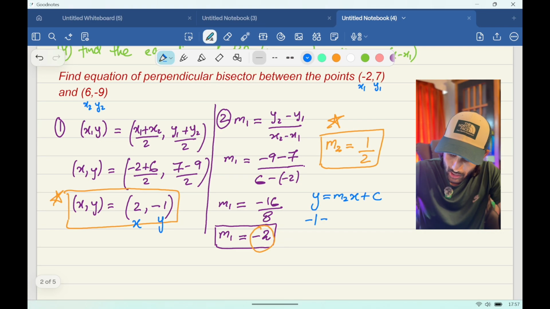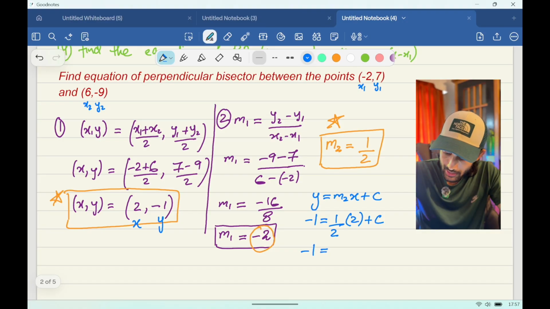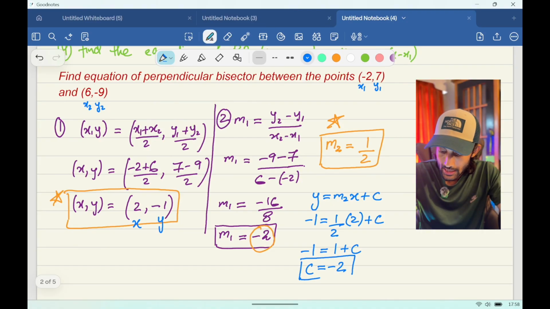So -1 is equal to m2, which is basically half, times x, which is basically 2, plus c. Now if you solve this, you will have -1 is equal to +1 plus c. Now if you take this +1 to the left hand side, you will get c is equal to -2. So my value of c is basically -2.